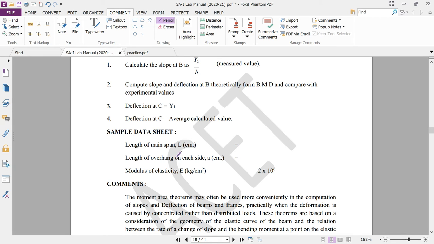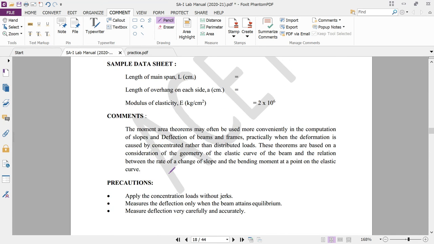The length of the span, the length of the overhang portion, and the modulus of elasticity of steel is equal to 2 into 10 to the power 6. Why is the modulus of elasticity of steel considered? Because we are considering the continuous beam as a scale, which is built up of steel material, and we know that the modulus of elasticity of steel is 2 into 10 to the power 6.